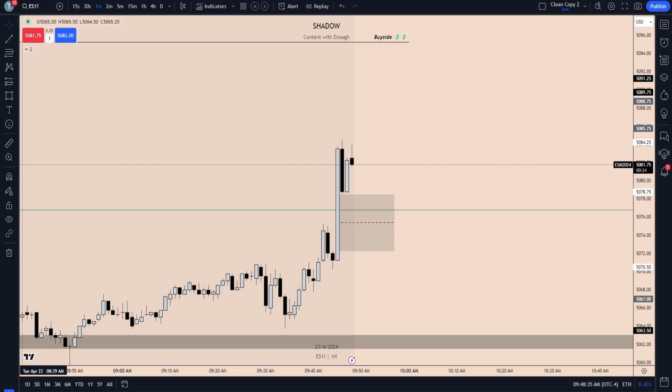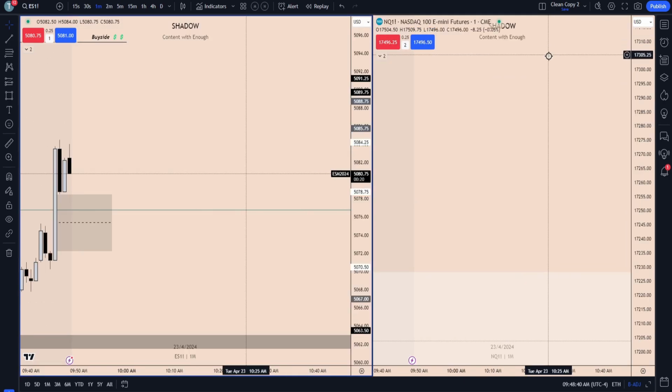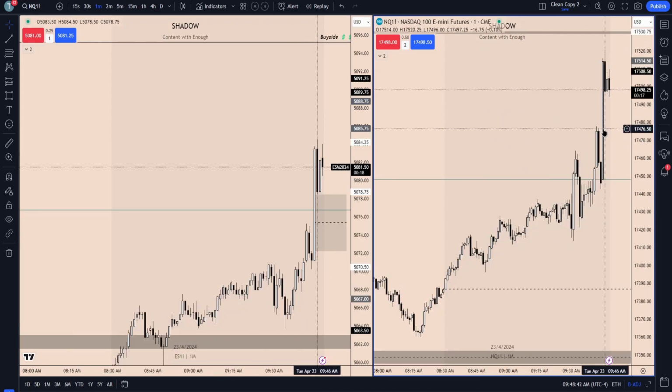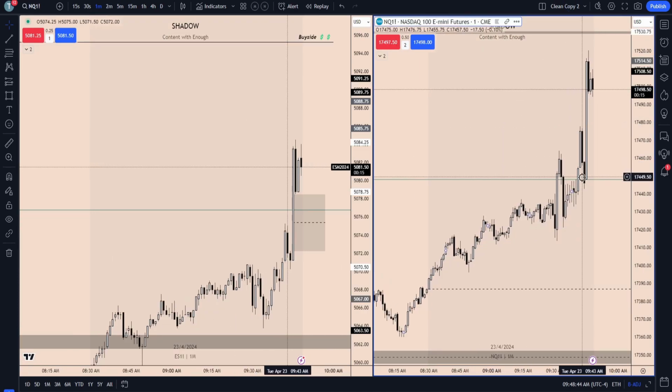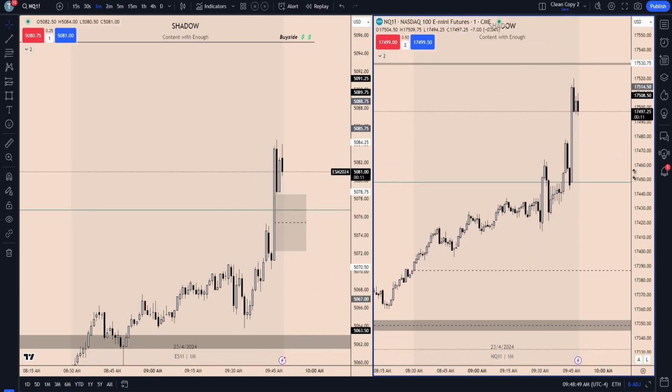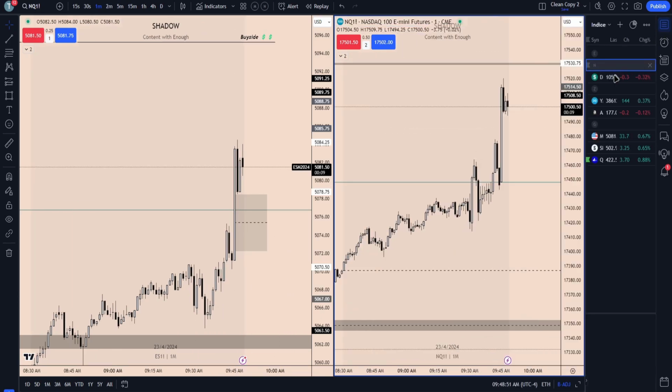Dollar wicked through a low, so I'd like to see dollar continue to run lower. And Q is in the same spot, right? Displacement. We already got above the previous day high. We used that as support actually. Same idea though. I think we can continue to push up here in both.